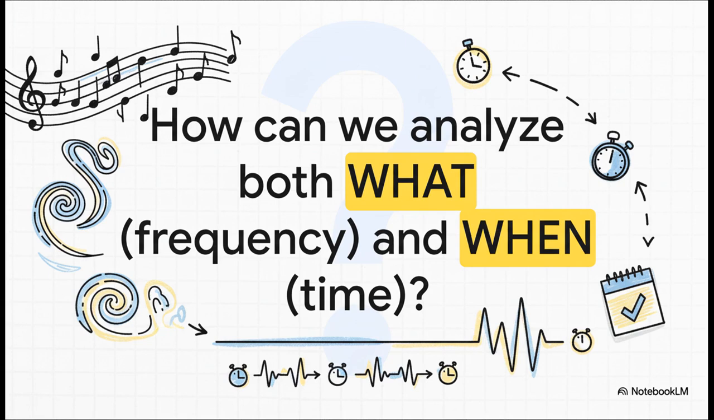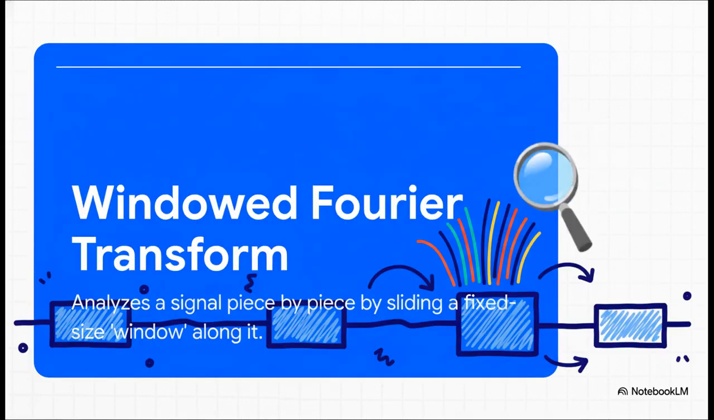How do we build a tool that can analyze both what frequencies are in a signal and precisely when they show up? To go back to our music analogy, we don't just want a shopping list of notes. We want to know exactly when each note was played, how long it lasted, and in what order. We want the whole shebang. So the first big attempt to solve this was something called the windowed Fourier transform. And it's a pretty clever idea.